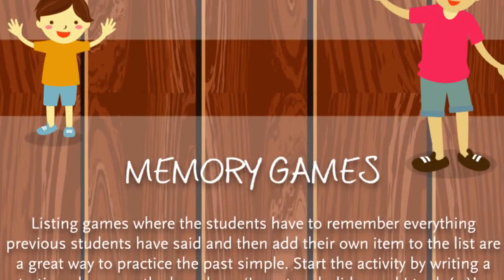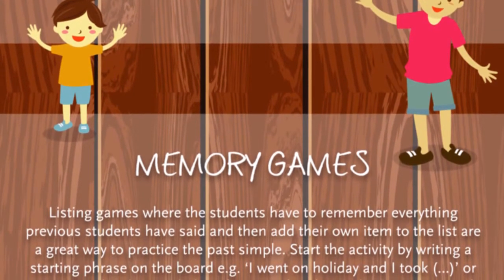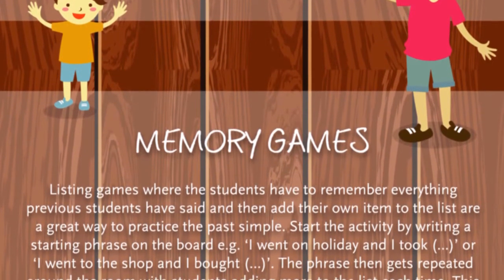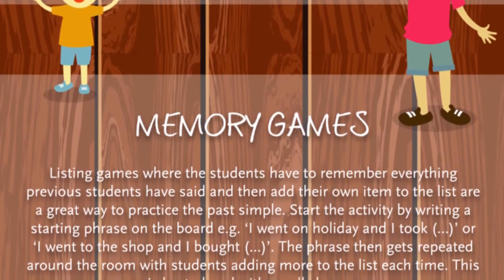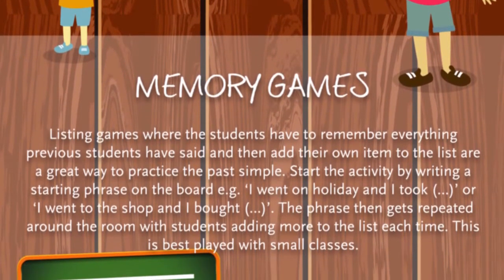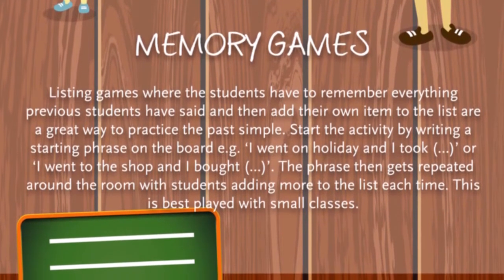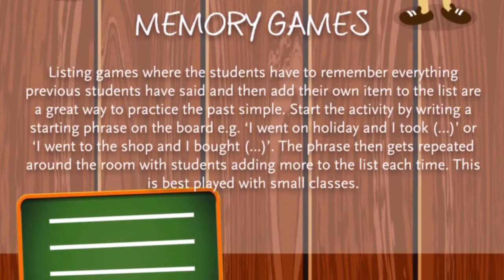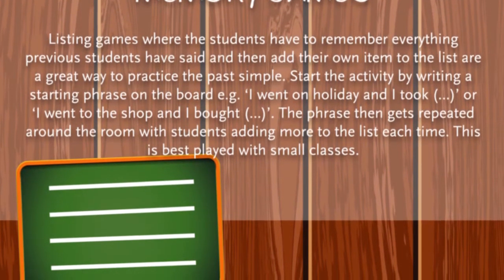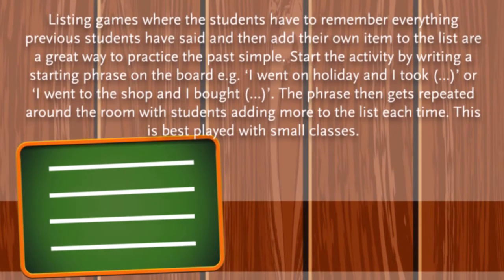Memory games. Listening games where the students have to remember everything previous students have said and then add their own item to the list are a great way to practice the past simple. Start the activity by writing a starting phrase on the board. For example, I went on holiday and I took, or I went to the shop and I bought. The phrase then gets repeated around the room with students adding more to the list each time. This is best played with small classes.